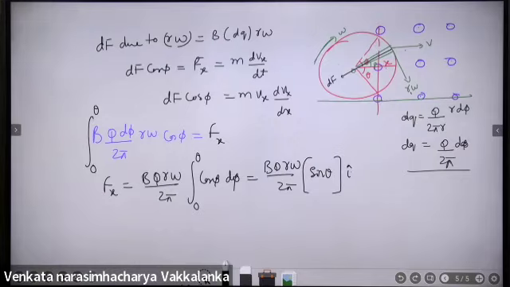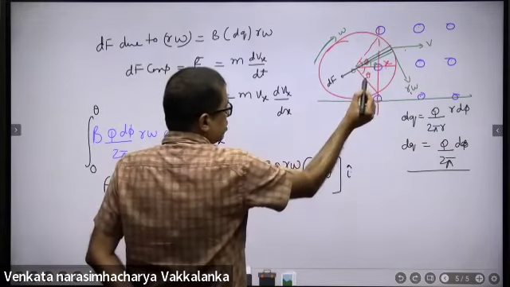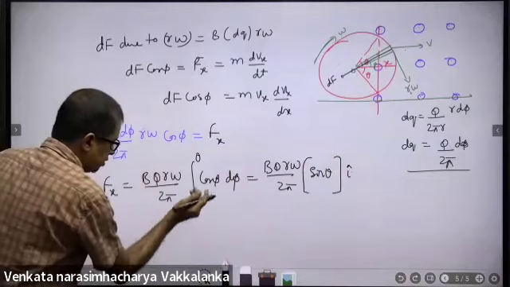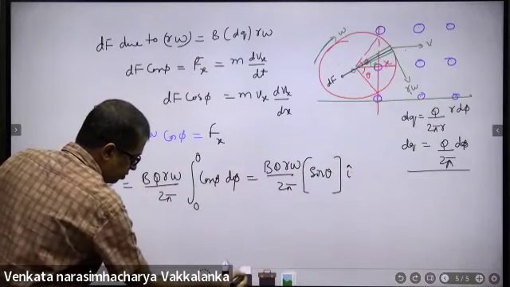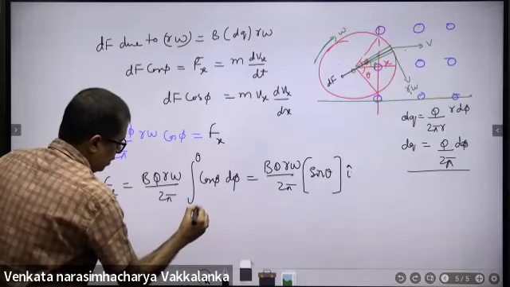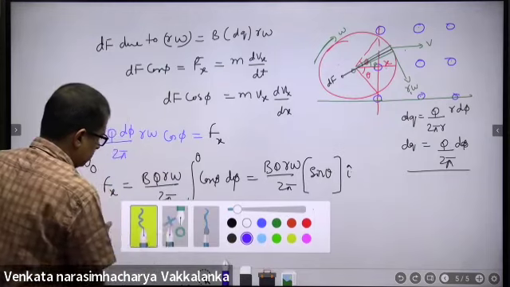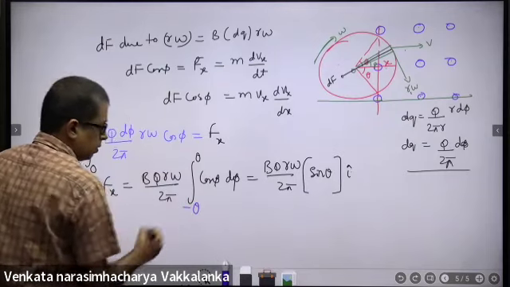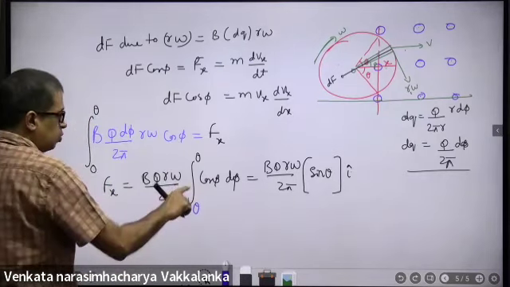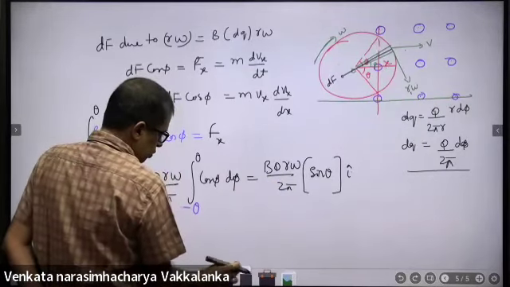Yes, sir. One mistake. See, the least value of phi is minus theta to theta. This is technically minus theta to theta. Then it will become 0, sir. Then I will just remove this.